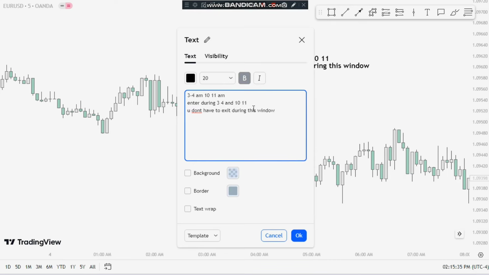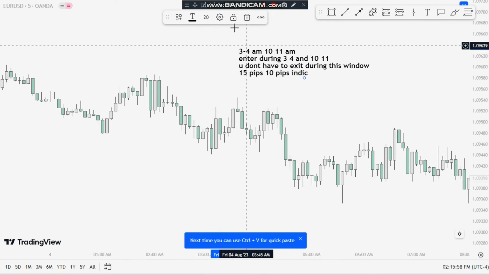Once you get an entry, you can hold it even after 4 a.m. and 11 a.m., and the target should be 15 pips. 15 pips for Forex and 10 pips for indices. And you can keep the target of 15 pips for crypto too. So these are the few rules. You have to follow them.